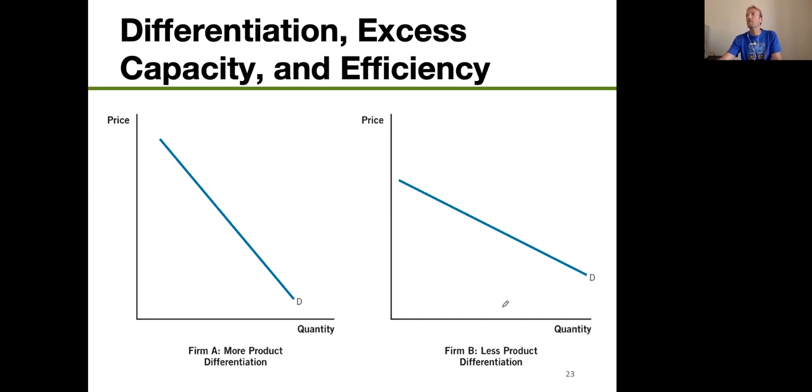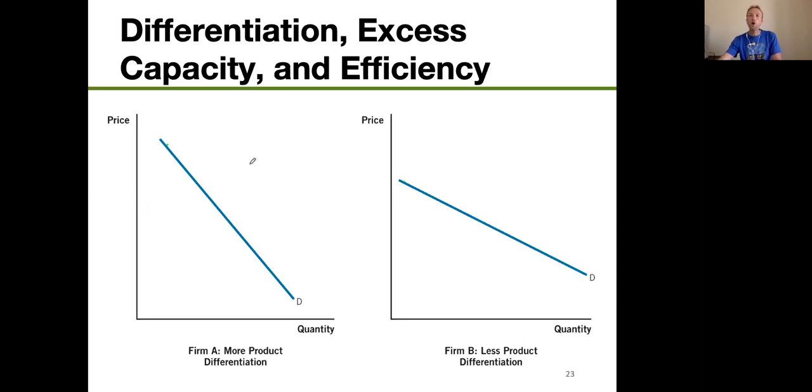Okay, and now let's make sure we review why this is. This is not as steep as this curve. And that's because if they can succeed in making you believe that their product is truly different, that is to say, there is more product differentiation, you're willing to pay a higher price for it.